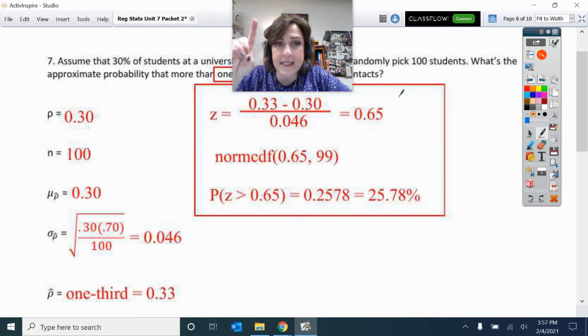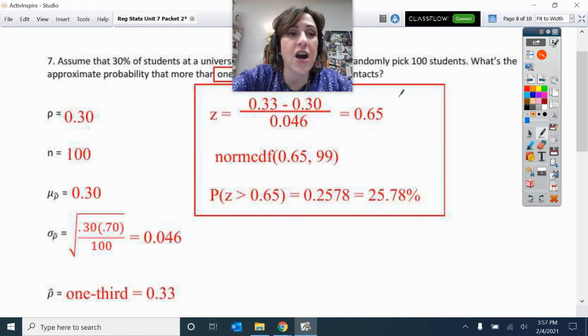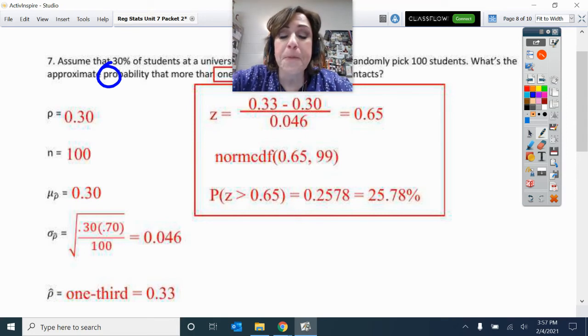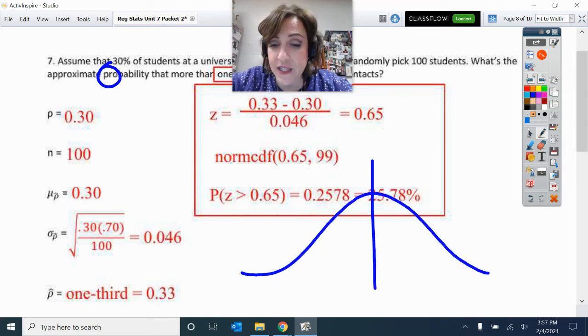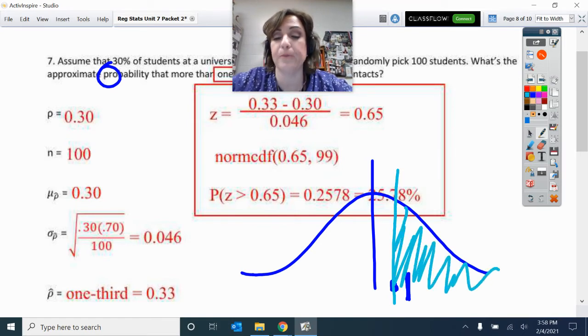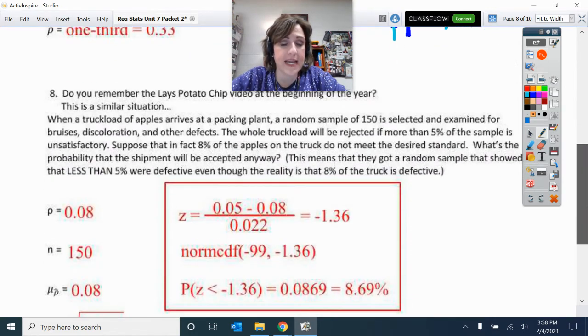Do not think that is 65%. That is not what the probability is. That 0.65 says you're just a little bit, like if this is one standard deviation, you're almost two-thirds of a standard deviation above the mean. And so that's where our line is drawn, and then the probability is this area here. So we use normalcdf. That's a z-score. 0.65 gives 25.78%. Okay, next.